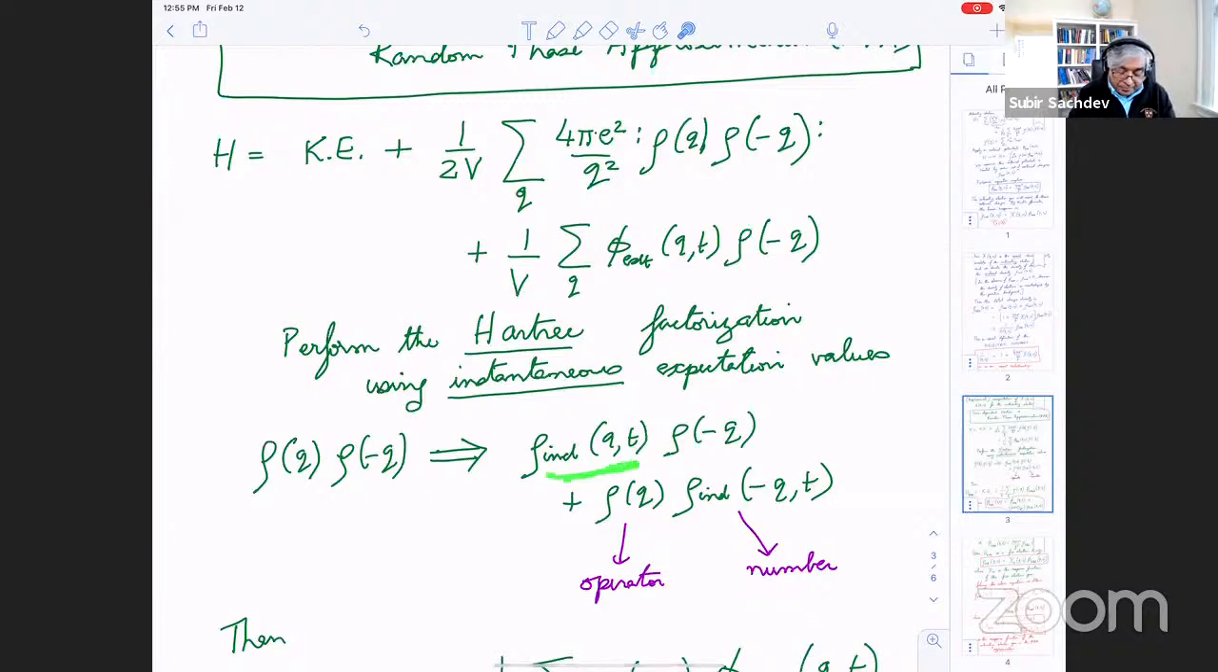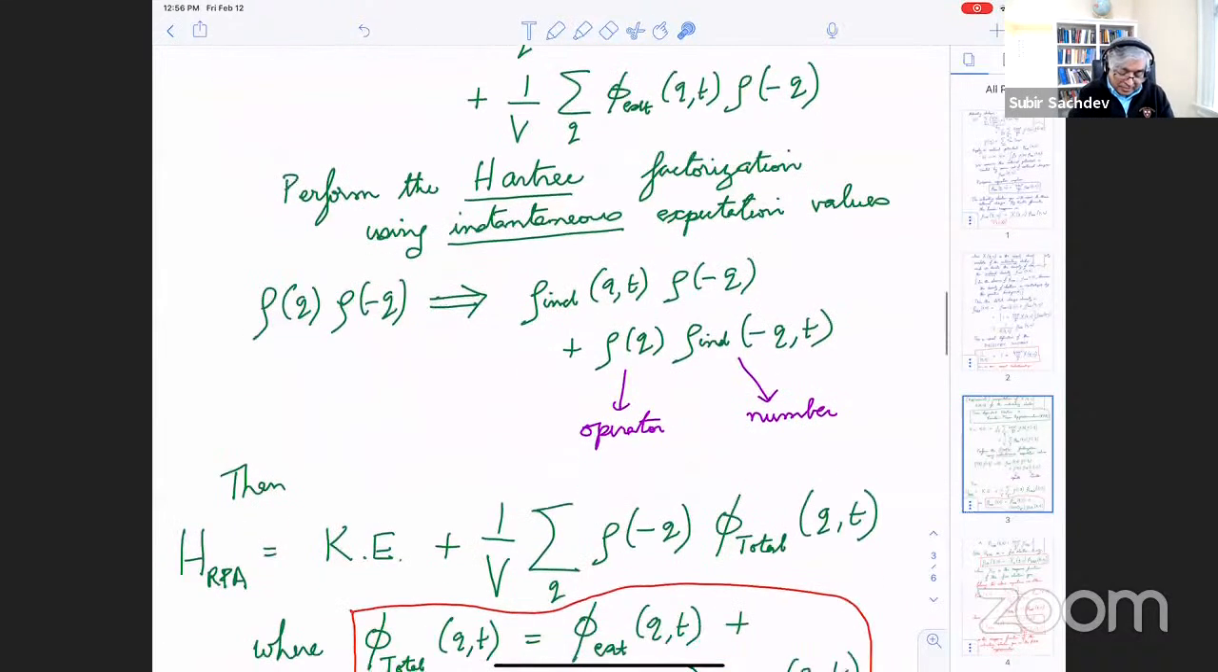And so I'm just going to replace one of the rhos by the average value at the same time. So now it has a dependence on time. Here, this is an operator, which has no time evolution anyway in the Schrodinger picture. But this is the expectation value, which will have some time dependence. And then I do the other one, that gives me this, but there's a factor of 1/2 there. Well, those two terms are obviously the same after q goes to minus q.